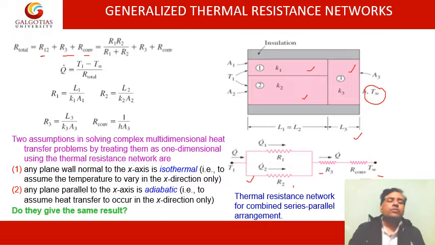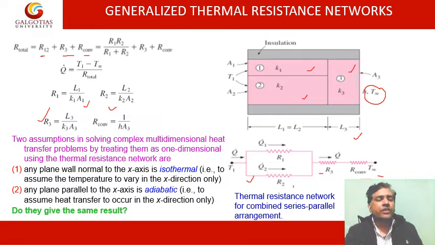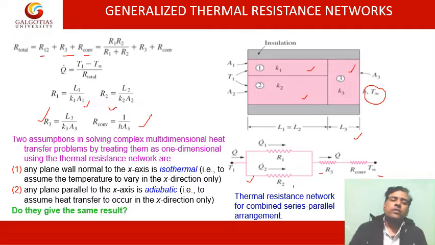Okay, so you can see R1 is L1 upon this is the value of R1, this is the value of R2, this is R3, and this is R convection. Okay, so there are two assumptions in solving a complex multidimensional heat transfer problem by treating them as one dimensional using thermal resistance network, and these assumptions are: any plane normal to the x-axis is isothermal, that is to assume the temperature varies in the x direction only.